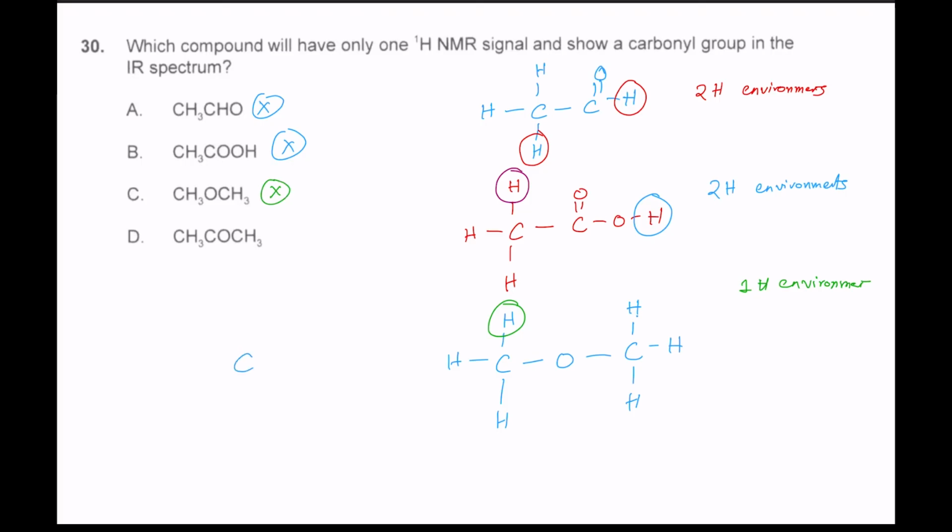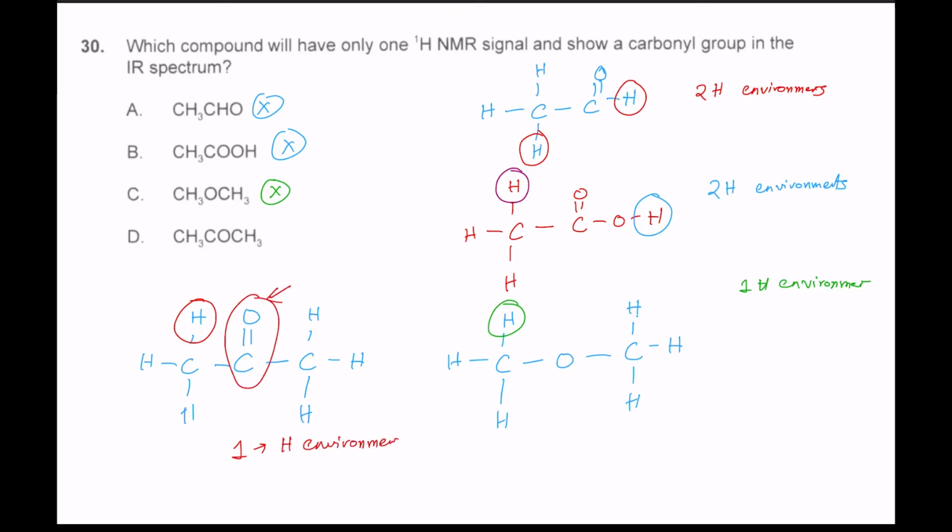Now we'll try the last one, which is a ketone. So here in propanone, again, you see propanone is a symmetric structure. Draw the line of symmetry from here. Guess what? You have only one hydrogen environment. So this one has one hydrogen environment, and you also have a carbonyl group present. This is the carbonyl. So option B will be the correct answer to this.